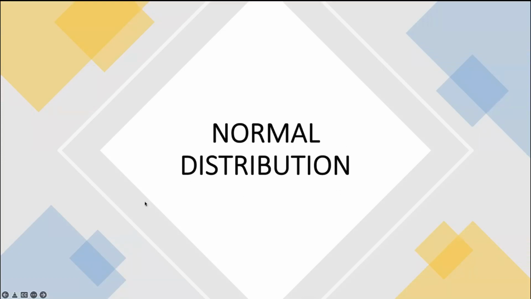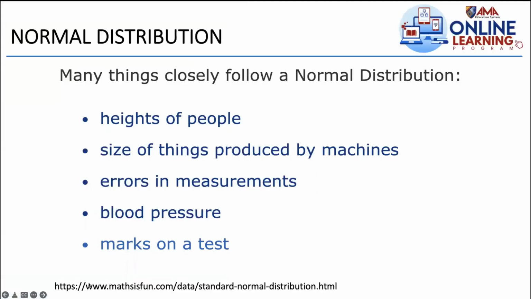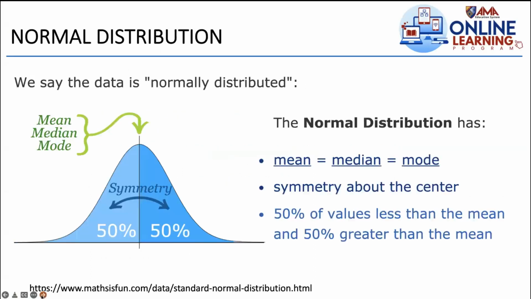The normal distribution. So what is this normal distribution? I got this from this website: many things closely follow a normal distribution. When you talk of heights of people, size of things produced by machines, errors in measurements, blood pressure, marks on a test, they follow a normal distribution, especially if your data is big. If you're dealing with big data and you graph it, you will come up with this kind of graph. We say data is normally distributed if we have this kind of graph.